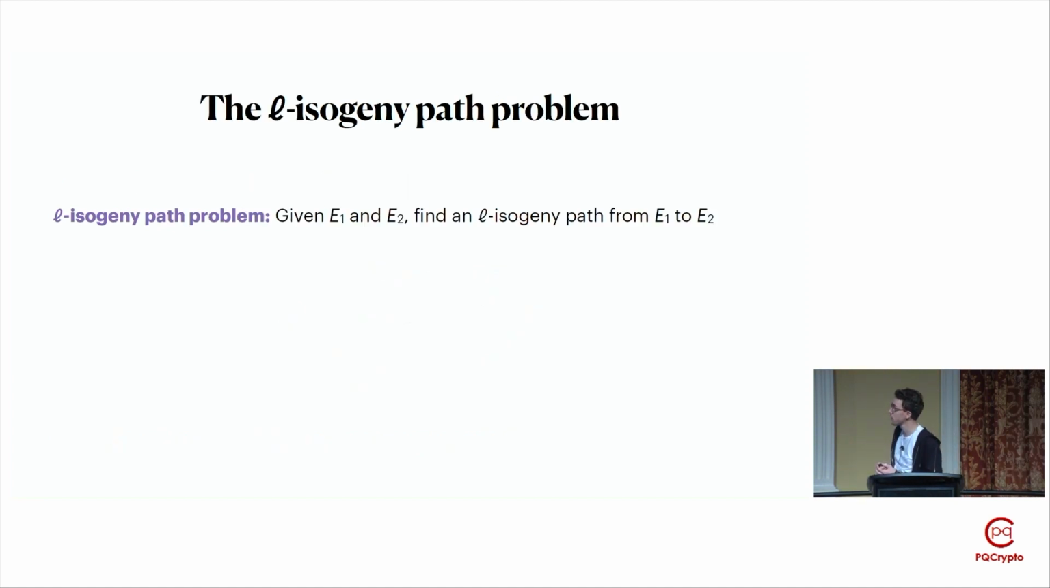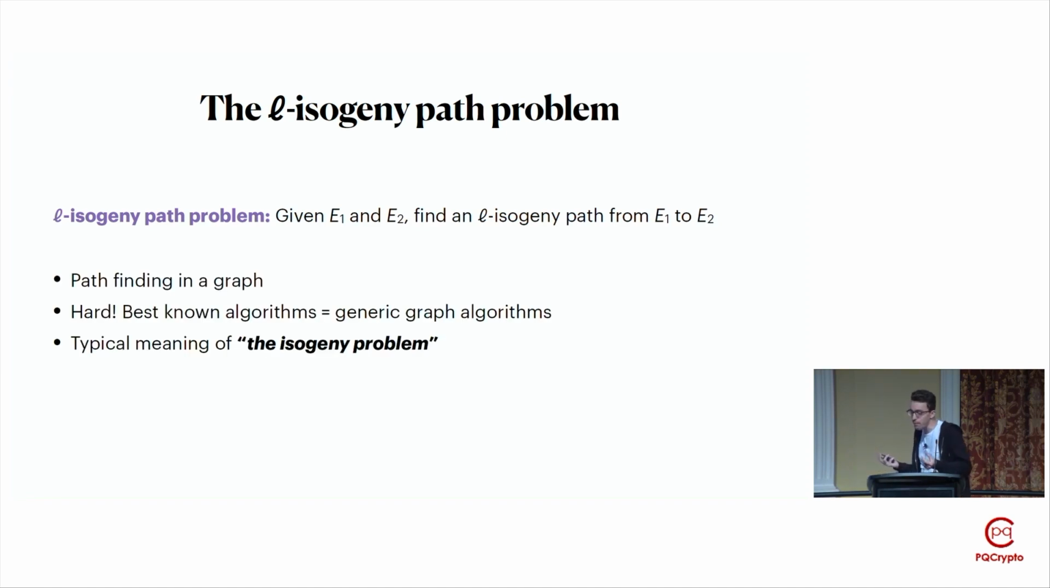which is the L-isogeny graph problem, the L-isogeny path problem. You're given 2 elliptic curves. Can you find a path in this graph? And this is really a path-finding problem in a graph, and it's believed to be hard. In fact, it's believed to be as hard as the generic graph problem. The best algorithms we have to do that are generic graph algorithms, finding a path in a graph. And this is what we typically mean when we say the isogeny problem. This gives a concrete meaning to what it means to find an isogeny between E1 and E2.